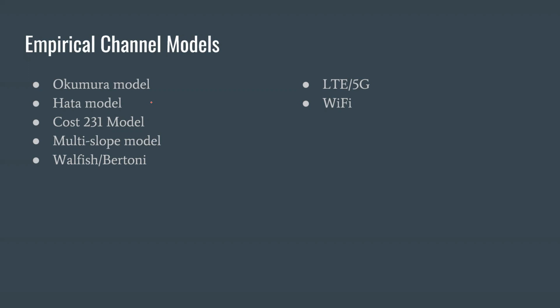Currently, empirical channel models are also being used, for example, with LTE or 4G and 5G. For example, for 5G, the model is based on 5G frequency, for example, of up to 100 gigahertz. And also for Wi-Fi channel models, for example, for 40 megahertz channels. These are some empirical channel models we've had.